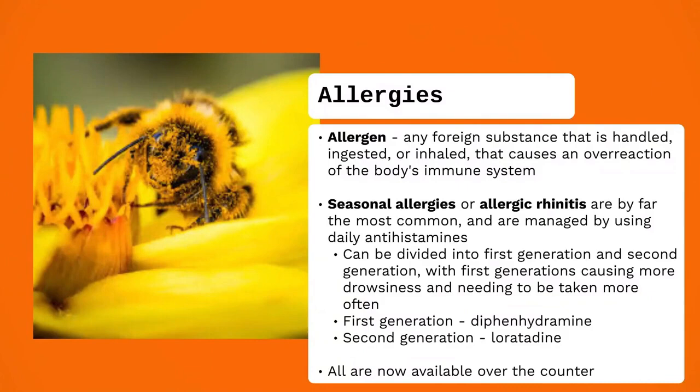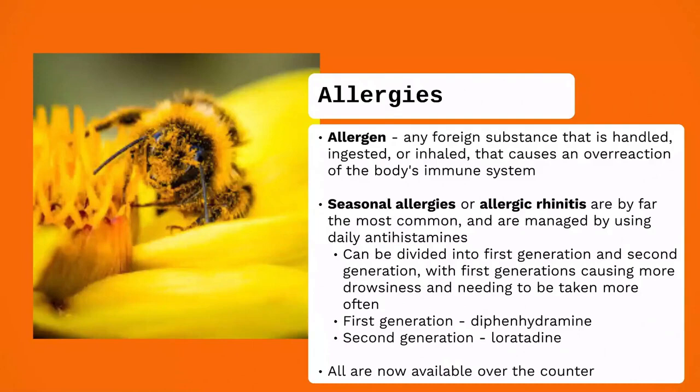Then we have allergies. An allergen is any foreign substance that is handled, ingested, or inhaled that causes an overreaction of the body's immune system. Seasonal allergies are allergic rhinitis, and they are by far the most common and are managed by using daily antihistamines. These can be divided into first generation and second generation, with first generation antihistamines causing more drowsiness and needing to be taken more often.